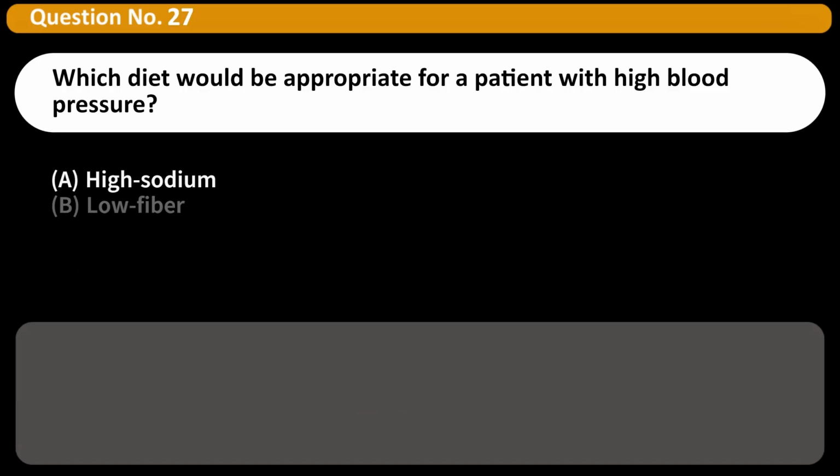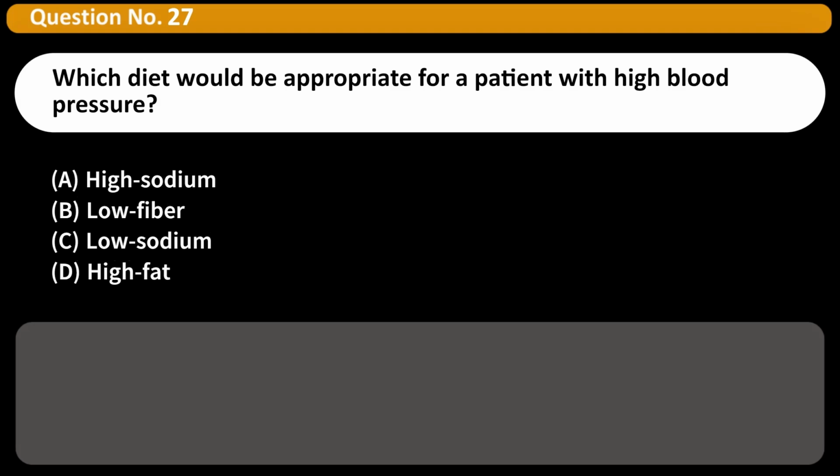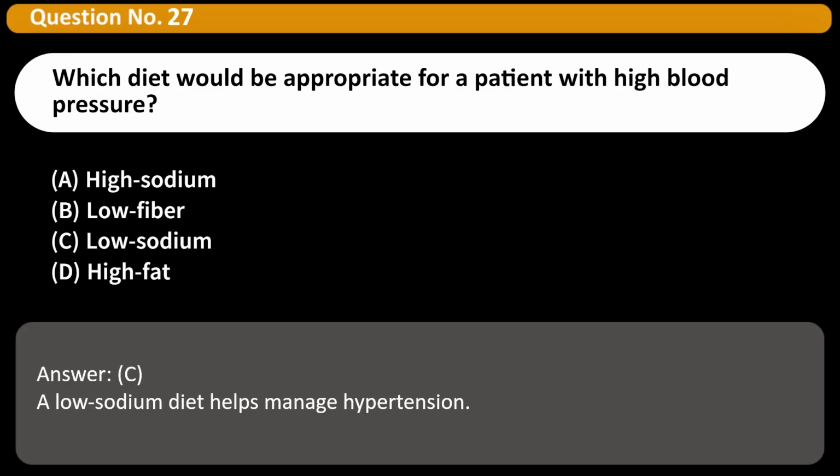Which diet would be appropriate for a patient with high blood pressure? A. High sodium. B. Low fiber. C. Low sodium. D. High fat. Answer C. A low-sodium diet helps manage hypertension.